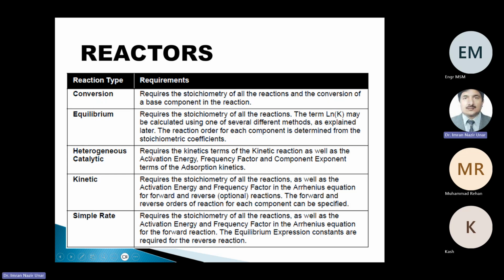Similarly, heterogeneous kinetics require the kinetic terms of the kinetic reaction as well as the activation energy, frequency factor, and component exponent terms, adsorption kinetics, etc. Then kinetic, simple rate. So you have to understand that these are different kinds of reactions. When you go from top to down, you are increasing the complications of the reaction definition. These are the reaction definitions. Once defined, these reactions can be attached to any type of reactor.